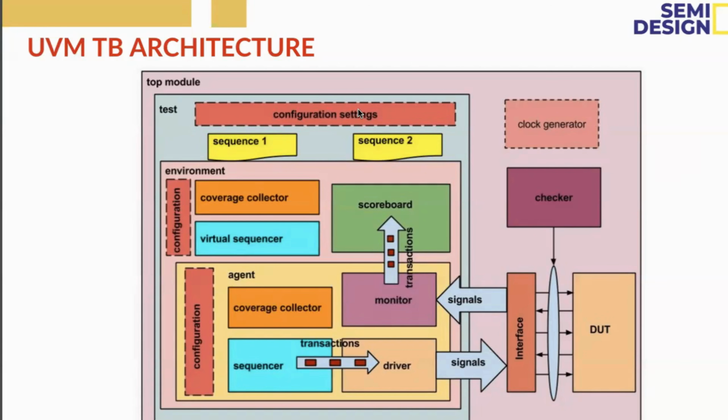Configuration settings means how many masters or slaves are required, or you can select whether it is an active agent or a passive agent. We have configuration methods. By using those methods, we can do the configuration. We can view the details of configuration. So that is configuration settings. So sequence 1 and sequence 2 are from different agents.